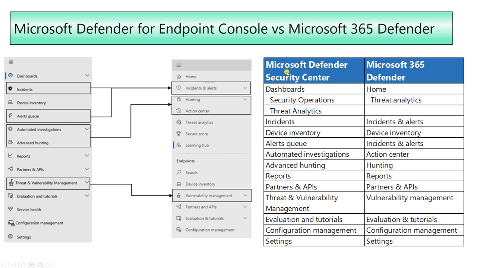So the dashboard, we call a dashboard in the MDE, but we say home in 365 Defender. The security operations is called threat analytics, and threat analytics is also there as a separate option, so we don't call anything here. The incidents, we call incidents and alerts. A device inventory we call a device inventory. Alert queues is called alerts and queues. Automated investigation is called action center. Advanced hunting is called hunting, and reports is called reports, and these are the list I created.